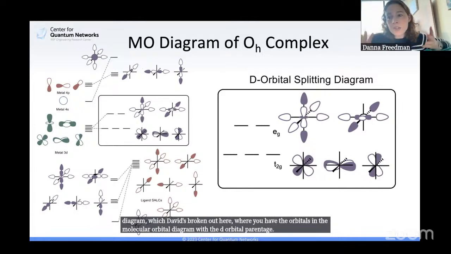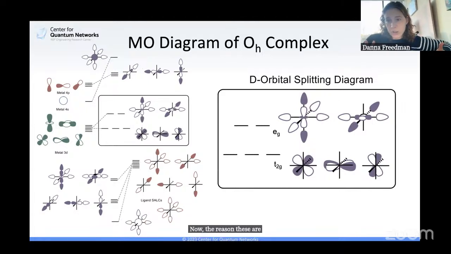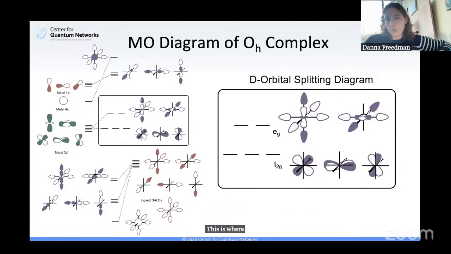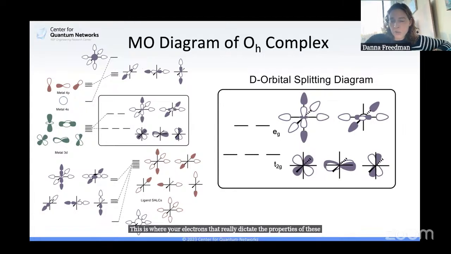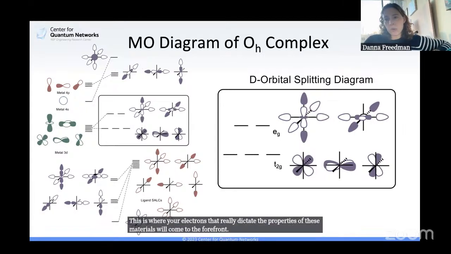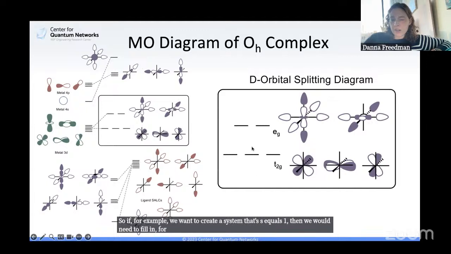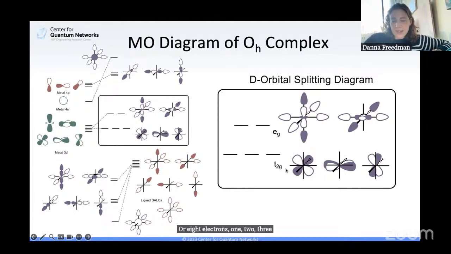Now, the reason these are important is these are the frontier orbitals of the system. This is where your electrons that really dictate the properties of these materials will come to the forefront. So if, for example, we want to create a system that's S equals 1, then we would need to fill in, for example, 1 electron here and 1 electron here, or 8 electrons, 1, 2, 3, 4, 5, 6, 7, 8. So you'd have 2 unpaired electrons here.